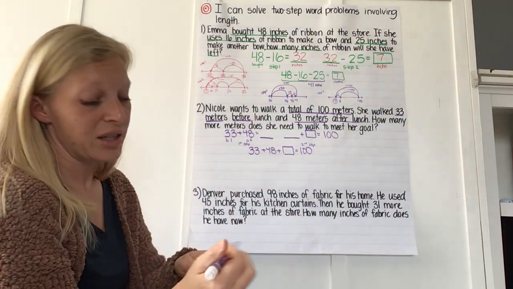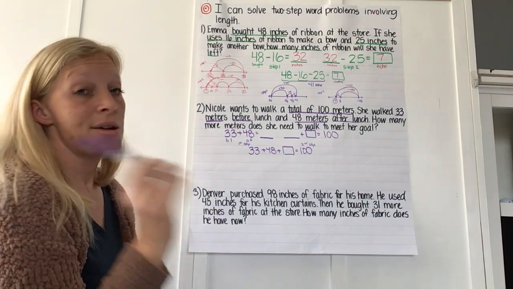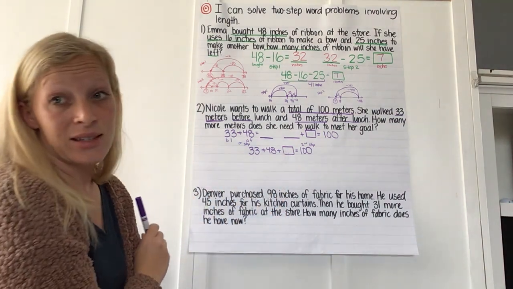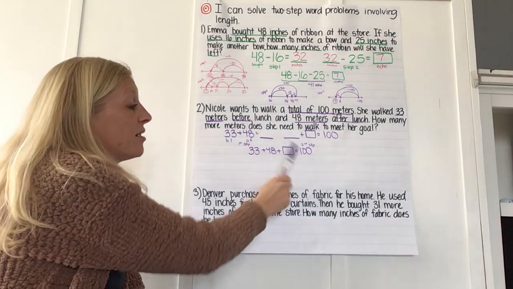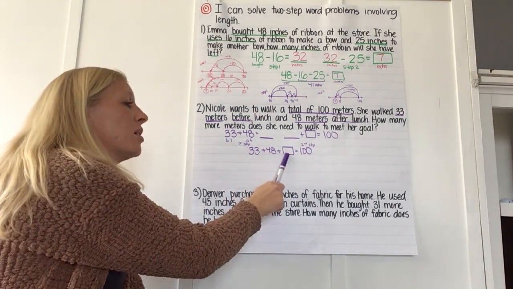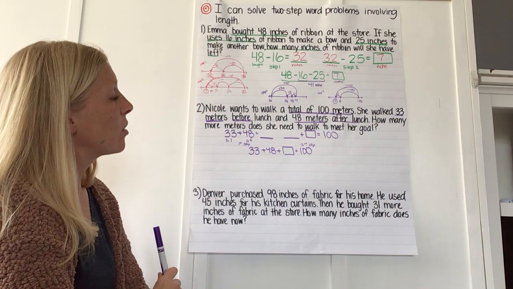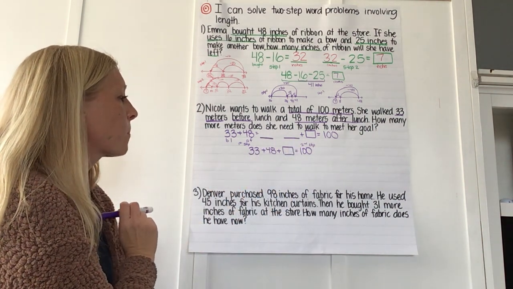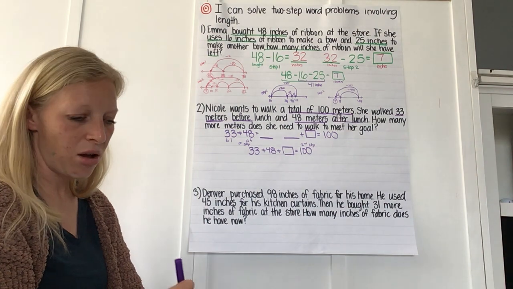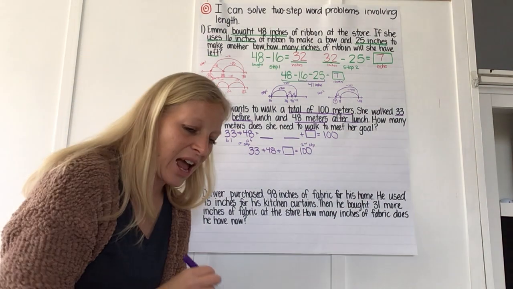So where's that unknown this time? The unknown is in the addends, isn't it? Okay, so it's not the answer. It's not at the end. It's not the total. It's part of our addends, what we're adding together to get to that total of 100. Go ahead and show me how you might solve this problem. How are you going to tackle this one?